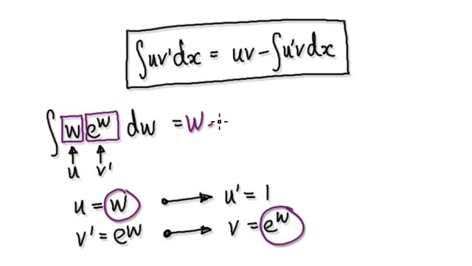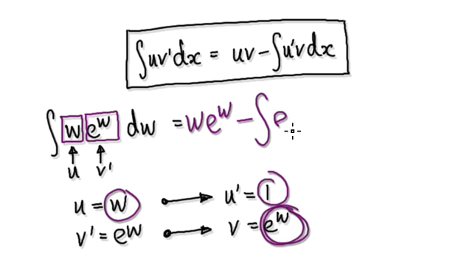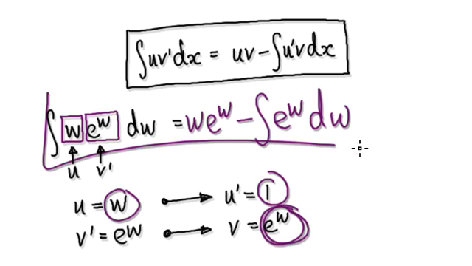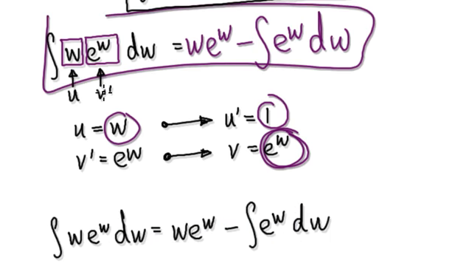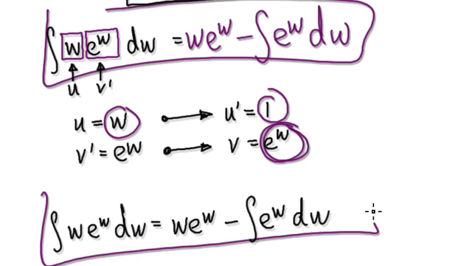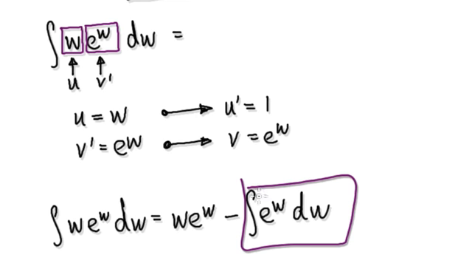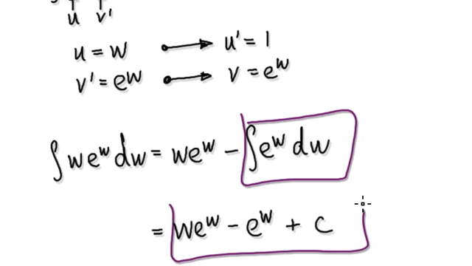So that would be w e to the power of w minus the integral of. It's saying get u prime times v. So that would be e to the w dw. Now this here is straightforward to integrate. So this here is in effect this. And then now this is straightforward to integrate. So integrate that, it will then give you this.